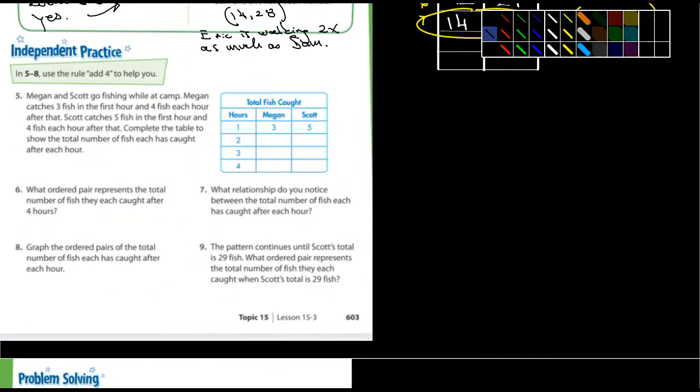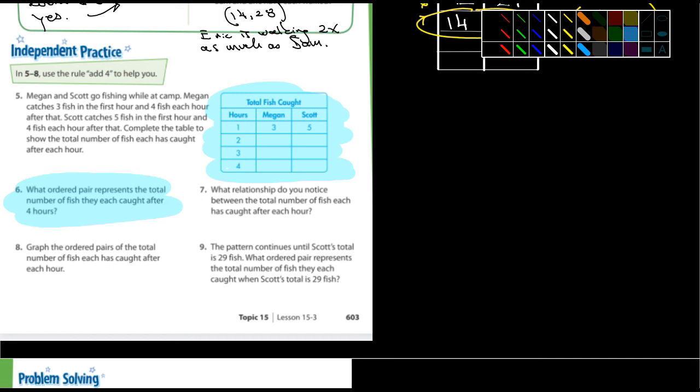Let me see here. I'm going to look for another class craft question here. Megan and Scott go fishing, 5 fish an hour, 4 fish after that. Complete the table. Okay, so I want to know after 1, or after 2, 3, and 4 hours what the table would be. So you guys could do that. What ordered pair represents the total number of fish they caught after 4 hours? Well, that'll be on the table. You could do that.